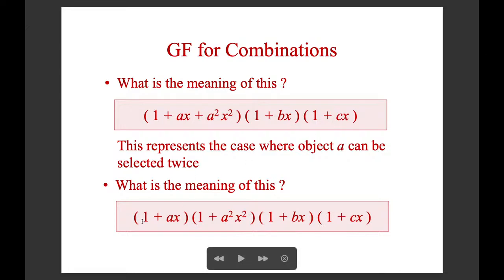But this is something a little bit different. This time we have 1 plus ax multiplied with 1 plus a squared x squared instead. So what does it mean? First of all, I will have an option of selecting a or not. And after that, I will have an option of selecting two a's. A squared means a and a together, or not. So in combination, I will have a choice of selecting one a here and two a's here, so I can have a cubed. But for the earlier expression, we don't have this one. So these are two different meanings.